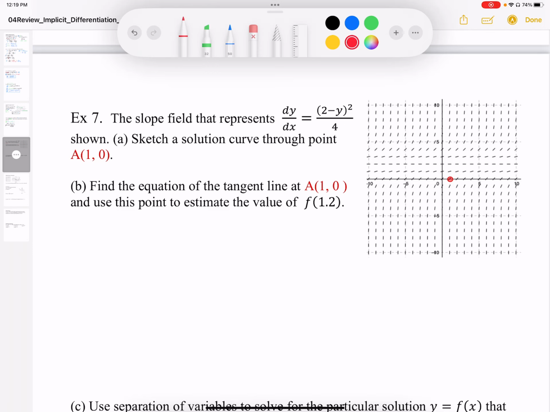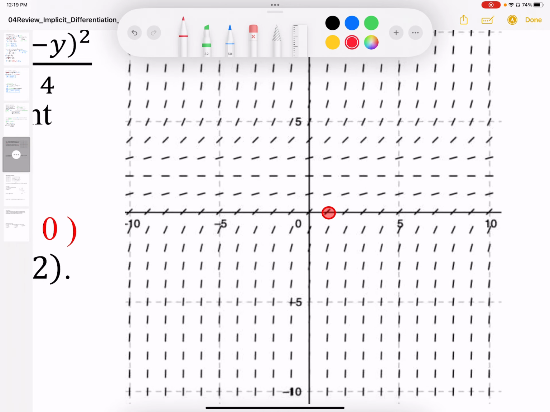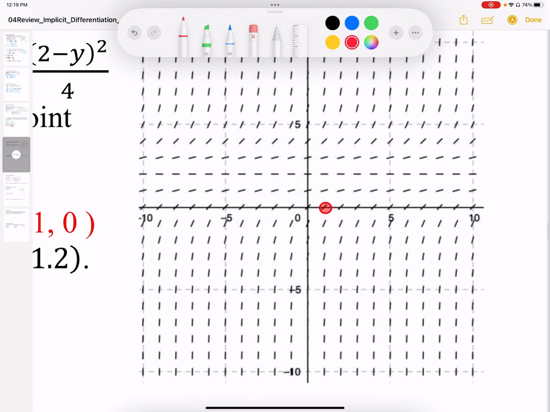In example 7, we've been given a slope field based on the differential equation (2 minus y) all squared over 4. And we've been asked to sketch a solution through the point A at (1, 0). So (1, 0) is marked here. To sketch the solution, I just follow the slope lines here. I have a slope line pointing at the slope of 1. It looks like it follows that slope field line there.